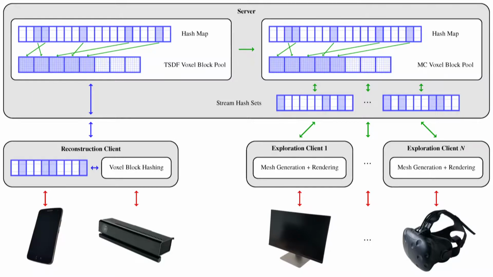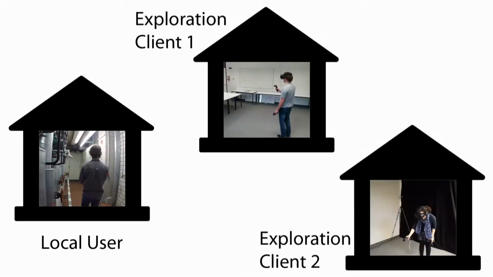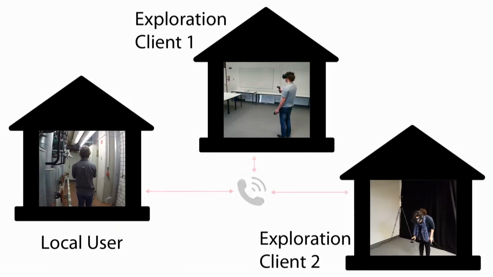For a lag-free immersive experience, the computational load during streaming is distributed using our novel hash map and set data structures, which we consider to be a key contribution of our work. In the following, we see the system in action with one client operating the acquisition device and two exploration clients. The clients communicate via voice over IP. We include the audio stream of the conversation to highlight the interaction flow that is enabled by our system.